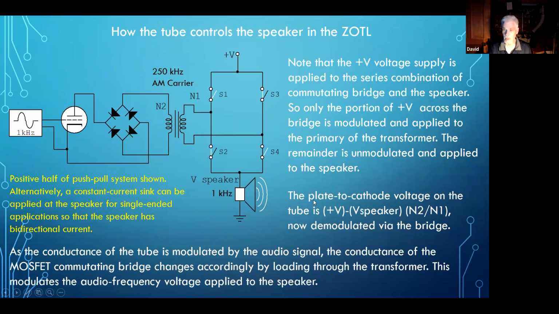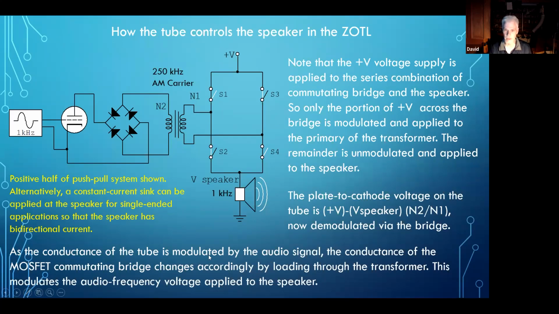So the plate to cathode voltage on the tube is described by this. It's the V plus minus the voltage on the speaker, and that's what you're going to modulate, times the turns ratio of the transformer, which I'm going to say is now going to be demodulated by the bridge. So that's going to be your plate to cathode voltage on the tube.